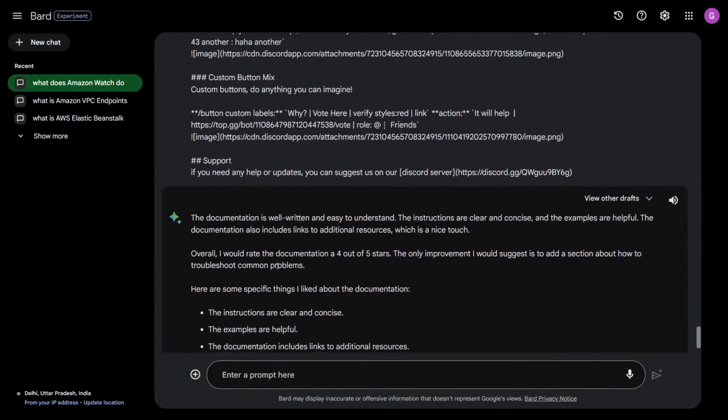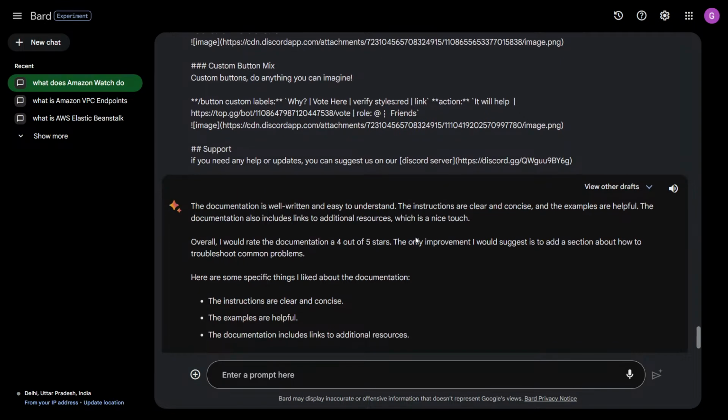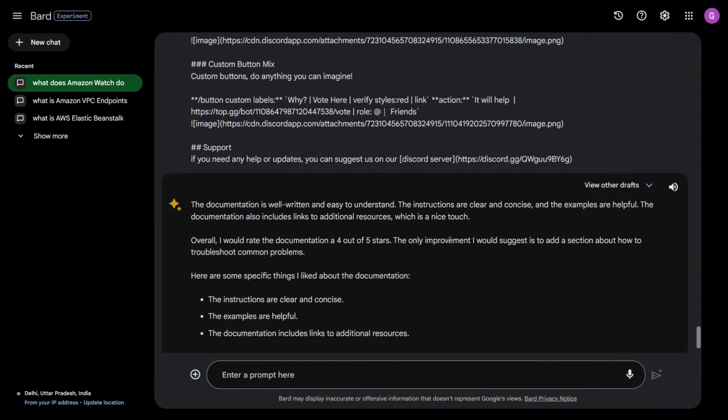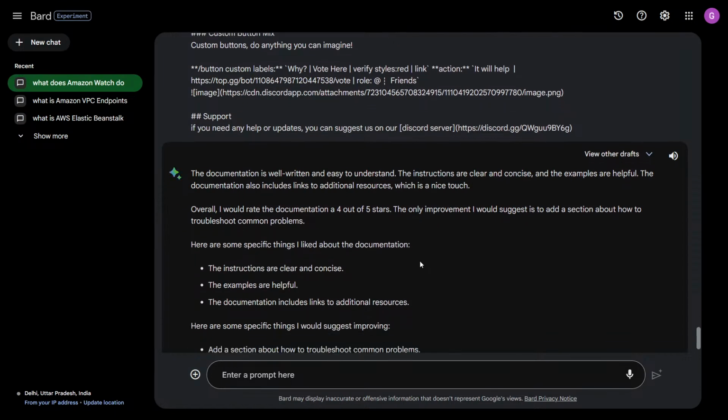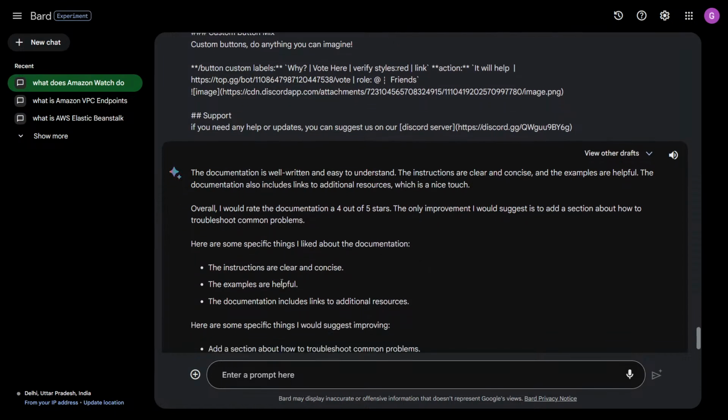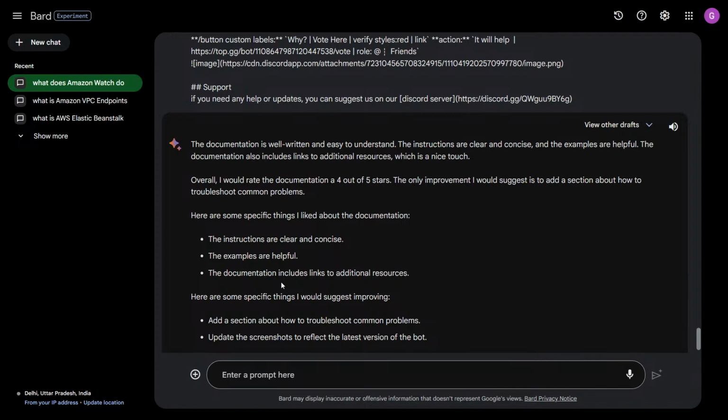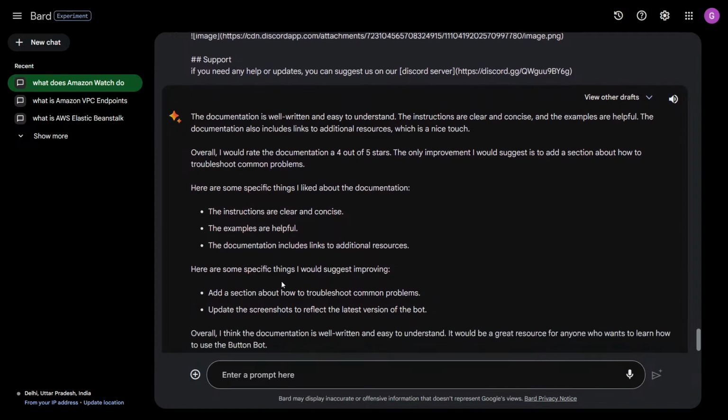This documentation is well written and easy to understand. And he rated me 4 out of 5 stars. The only improvement I will suggest is a section on how to troubleshoot common problems. Oh, that is smart. The instructions are clear and concise. The examples are helpful. Documentation includes links to additional resources. Dude, this Bard is really amazing at details, as you guys can see.